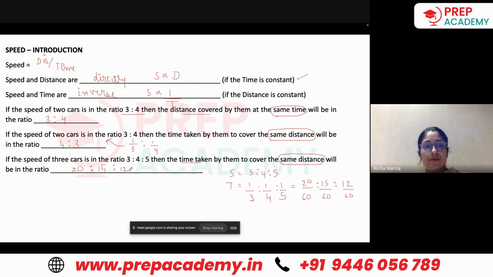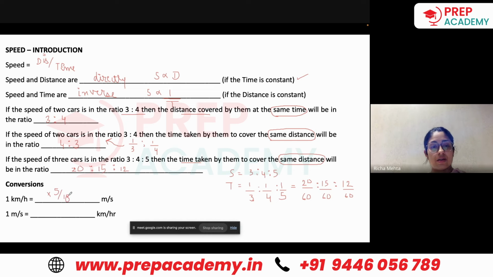All right, moving ahead. Next we need to understand conversion. As I said before, in this chapter you have to be careful about the units. If I have to convert speed from kilometers per hour to meters per second, you just need to multiply the number by 5 by 18. That is the factor. And if I want to convert the speed from meters per second to kilometers per hour, you need to multiply the same speed by 18 by 5.